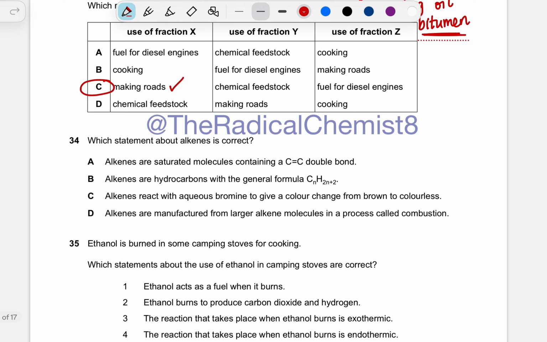Next, which statement about alkenes is correct? Alkenes are saturated molecules containing a C-to-C double bond. Well, C-to-C double bond is correct, but normally alkenes are unsaturated. Alkenes are hydrocarbons with the general formula CnH2n plus 2. Well, that would be incorrect. It's just CnH2n. Alkenes react with aqueous bromine to give a color change from brown to colorless. So this is decolorizes the bromine water. So yes, that is a test for alkenes.